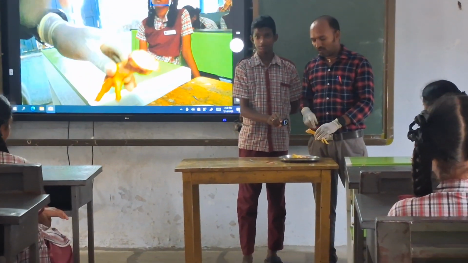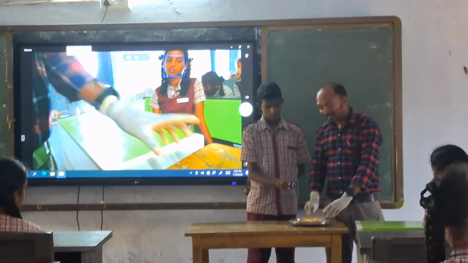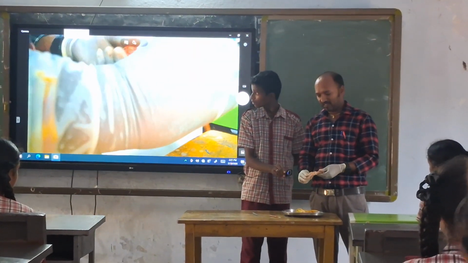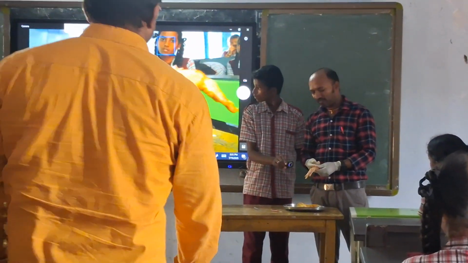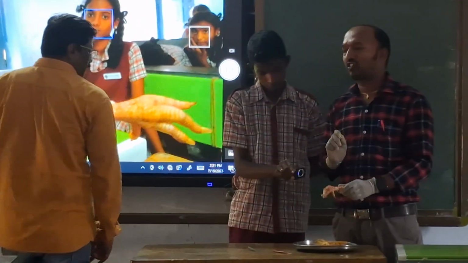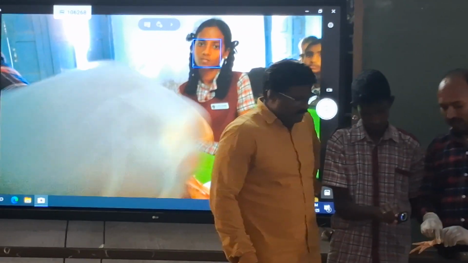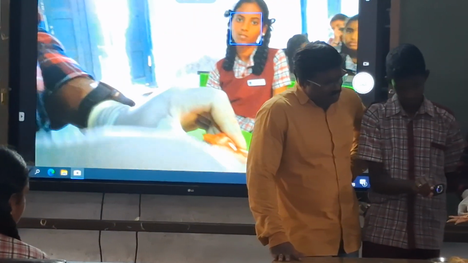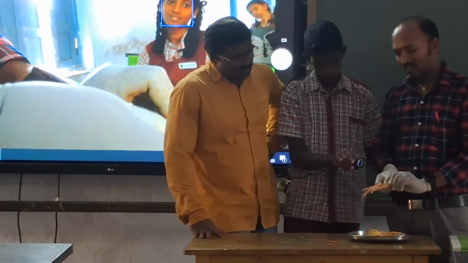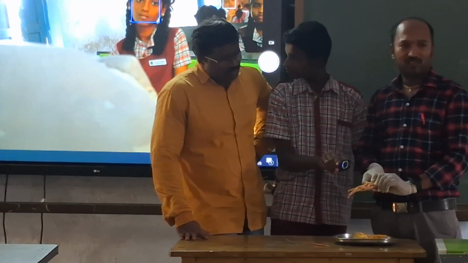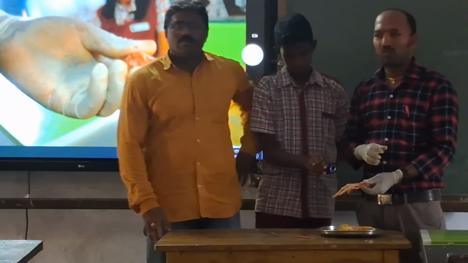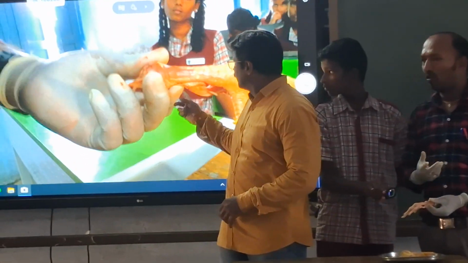Okay, so now we will look at tendons. If we dissect the leg of animals, we can see some white color thread structures. These are the tendons. With the help of tendons and muscles, animals can move their body or bones.